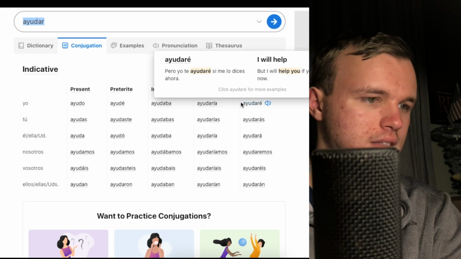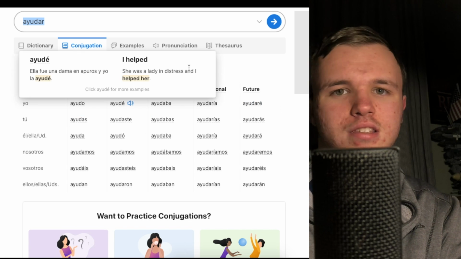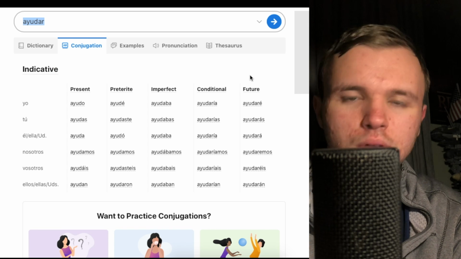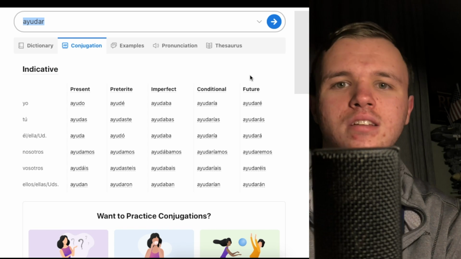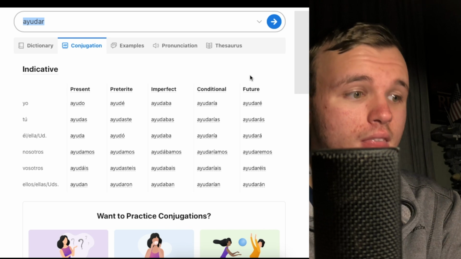Ayudaré. See, a lot of these are similar. It's complicated. I don't even completely understand it yet. I am just showing you SpanishTick.com. I am in no way saying that I could teach anyone Spanish. But they've got it for everything.